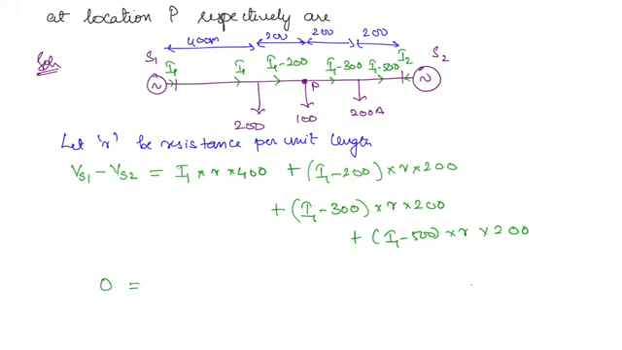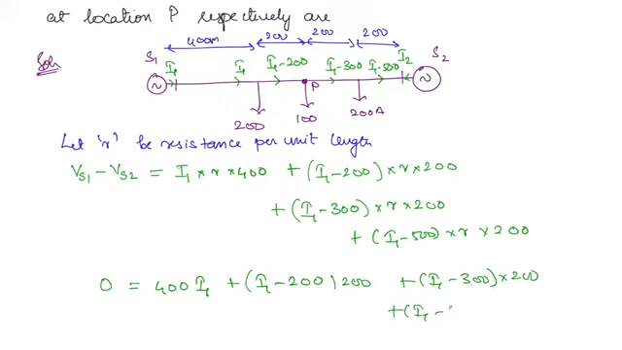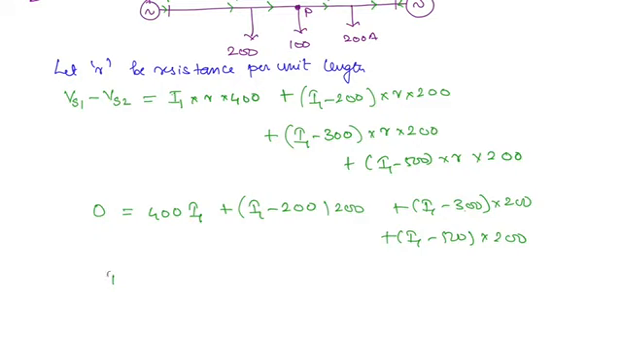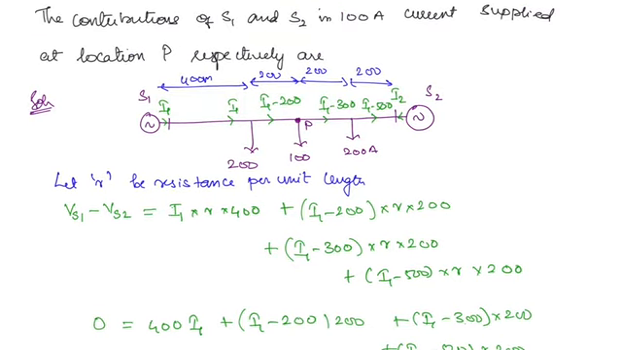Now you can cancel out all of the R, so you get an equation in only one variable, I1. I1 into 400 plus I1 minus 200 into 200 plus I1 minus 300 into 200 plus I1 minus 500 into 200 equals 0. If you solve this, you get the I1 value as 200 amperes. So you can see that if 200 amperes is flowing like this, all of it is flowing through this section only.